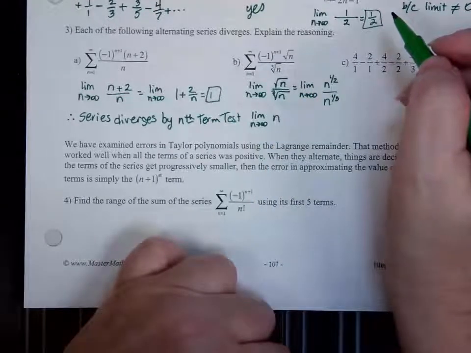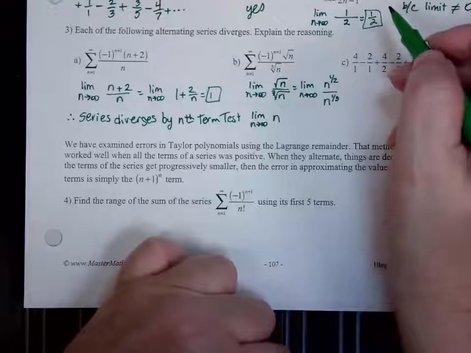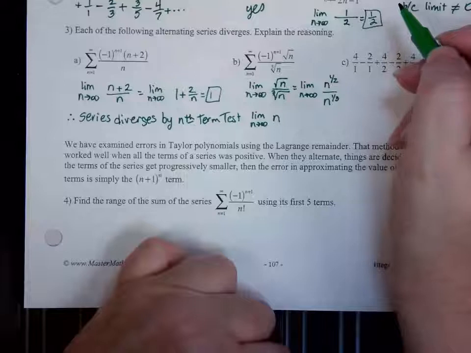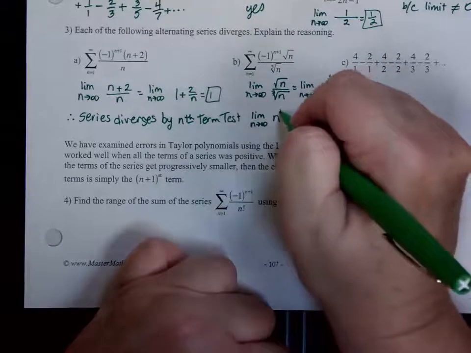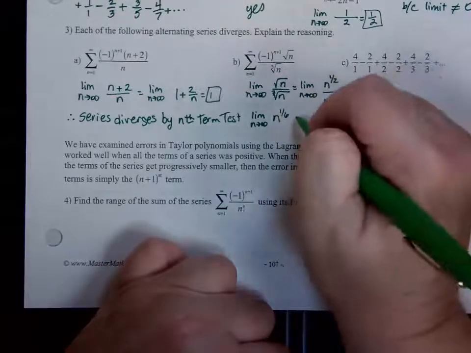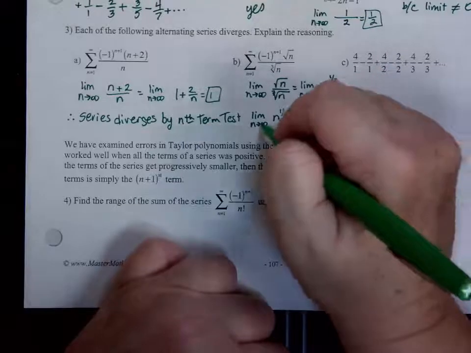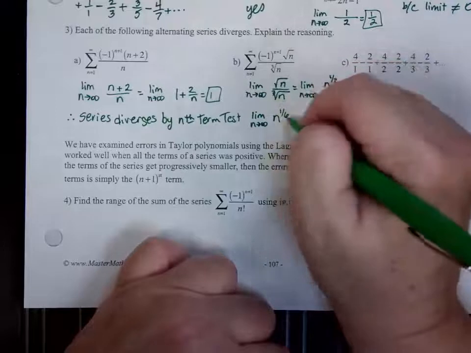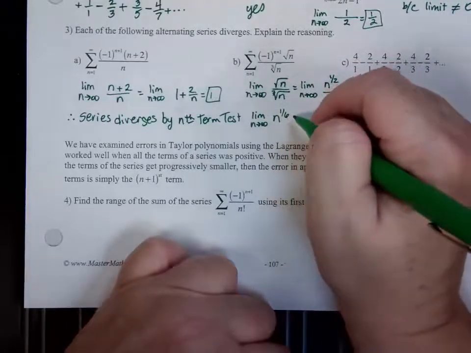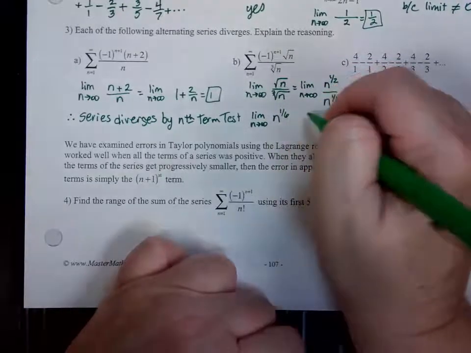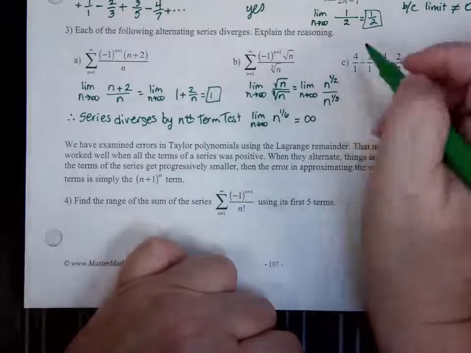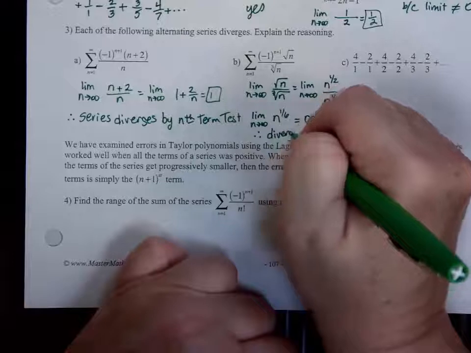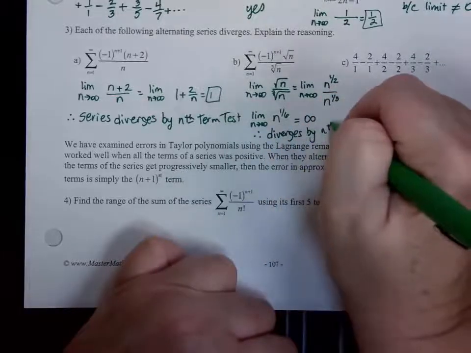So this is the limit as n approaches infinity of n to the what power? Can you do that in your head? What's 1/2 minus 1/3? It's 1/6. Okay. Now, even though it's a root, the larger the number you put in, the larger your answer is going to be. Does that make sense? So this limit is approaching infinity, therefore it diverges by the nth term test again.